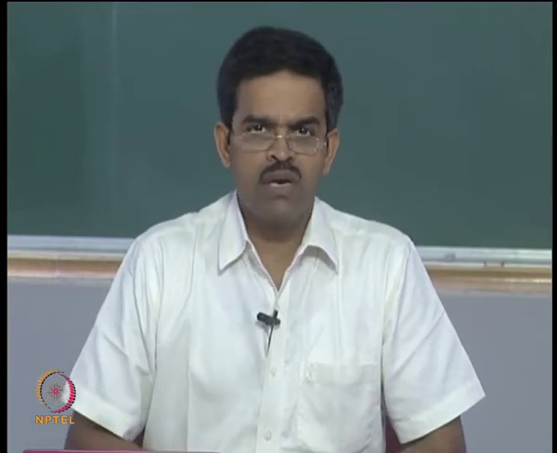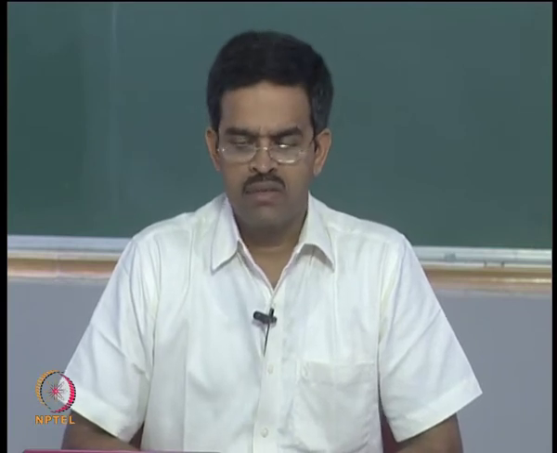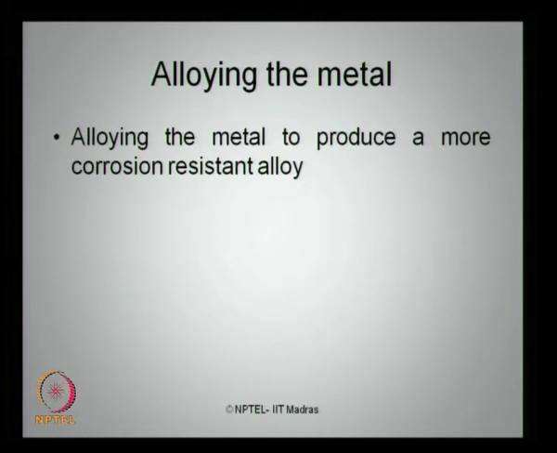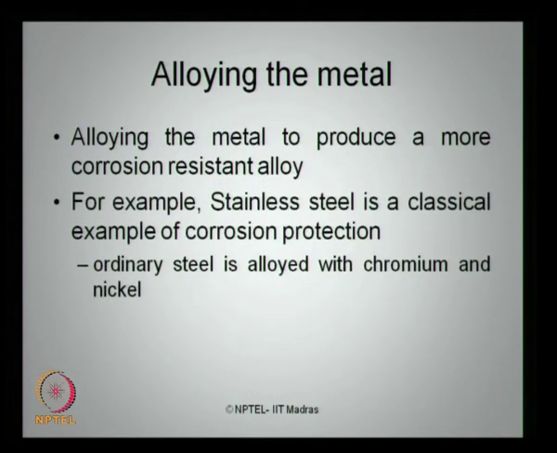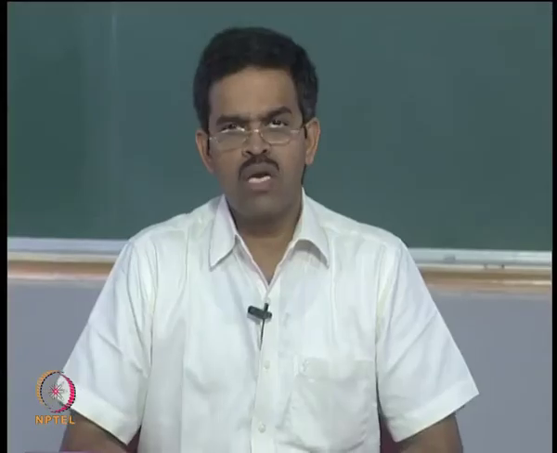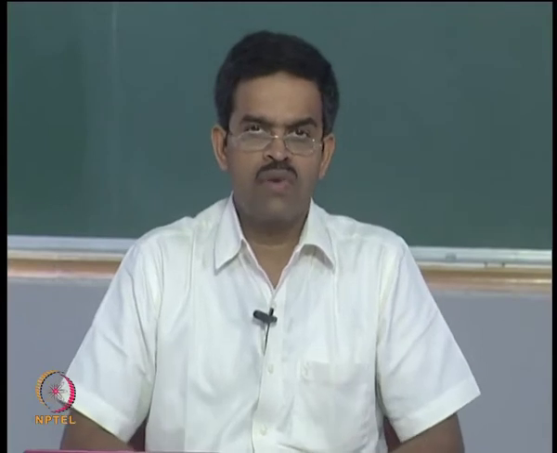The second methodology, as we said, is alloying the metal. So, you can alloy the metal to produce a more corrosion resistant alloy. There are significant examples available which we will discuss now. For example, stainless steel is a very classical example of a corrosion protection alloy, which is an alloy of ordinary steel with chromium and nickel. So, this alloy of chromium and nickel improves the conditioning of the original steel and makes it corrosion resistant.